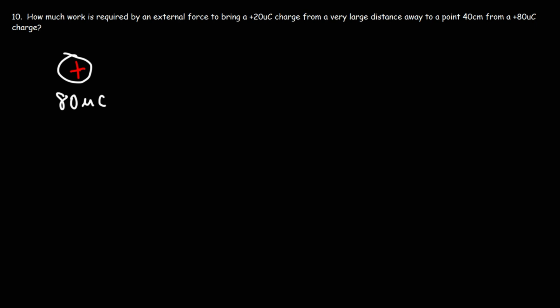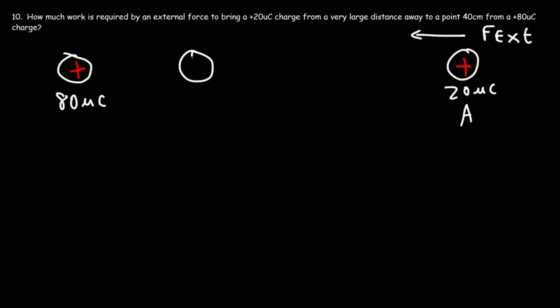Now we have another charge that is very far away, and that is the 20 microcoulomb charge. So we're applying an external force to bring this charge closer to the other charge. Let's say this is position A, the initial position, and then after we apply that force, it's going to be at position B. Let's call this Q1, and this is Q2. So this is where Q2 was initially, and this is where it is now, after some time.